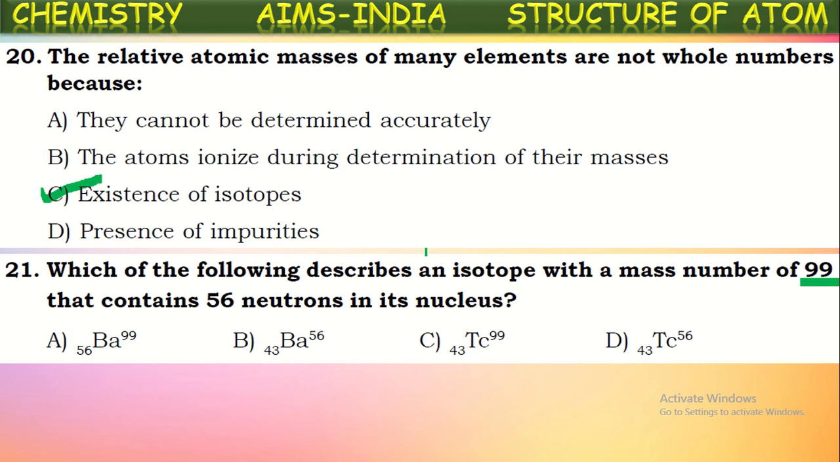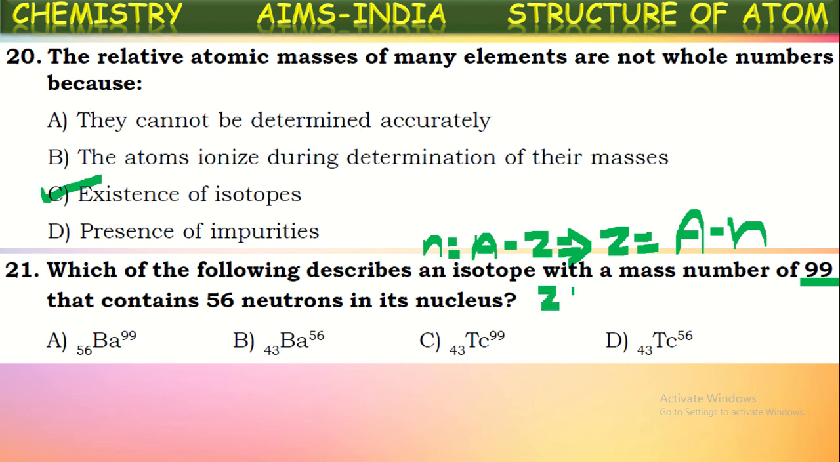What relation do we have between all these: atomic number, mass number and number of neutrons? Number of neutrons is equal to mass number minus atomic number, isn't it? In this, the mass number is given and the number of neutrons is also given. Now if you calculate the atomic number with this formula, from this we can say the atomic number is equal to mass number minus number of neutrons. The mass number is mentioned as, what is the mass number given? 99.